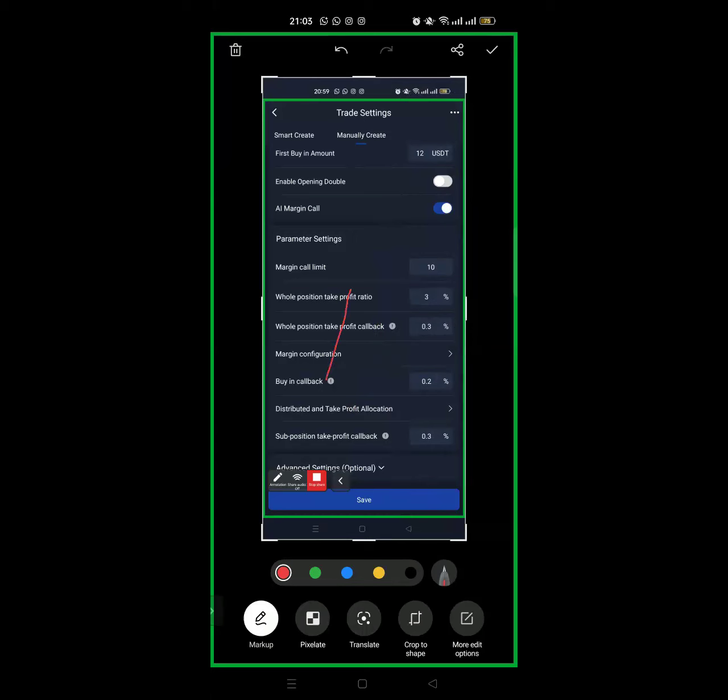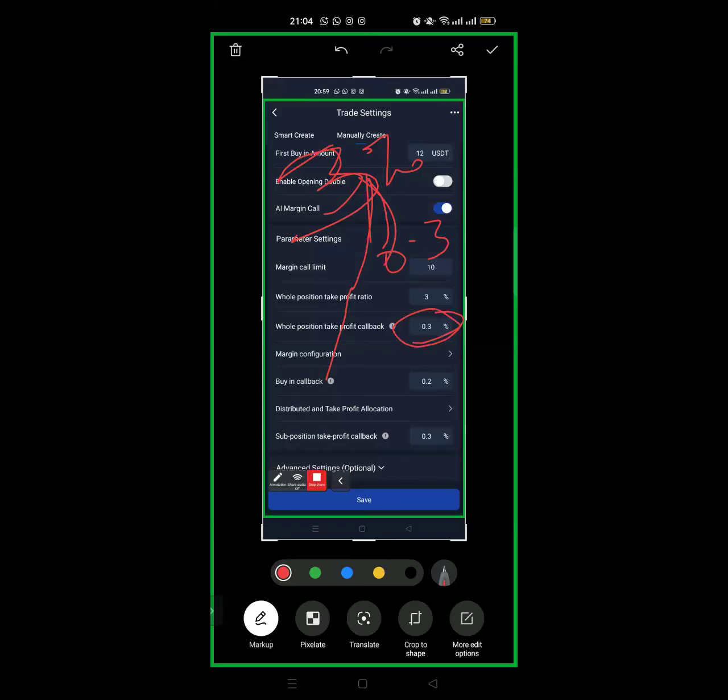So let's say the coin pumps to 3%. Once it got to that 3%, there was a drop of 0.3%. It will then trigger and sell. But remember, you are not going to get exactly 3%, because once you get to that 3%, the coin didn't pump again. The coin now started dropping, and it dropped to what? Your callback, which is 0.3. It's going to trigger and sell.